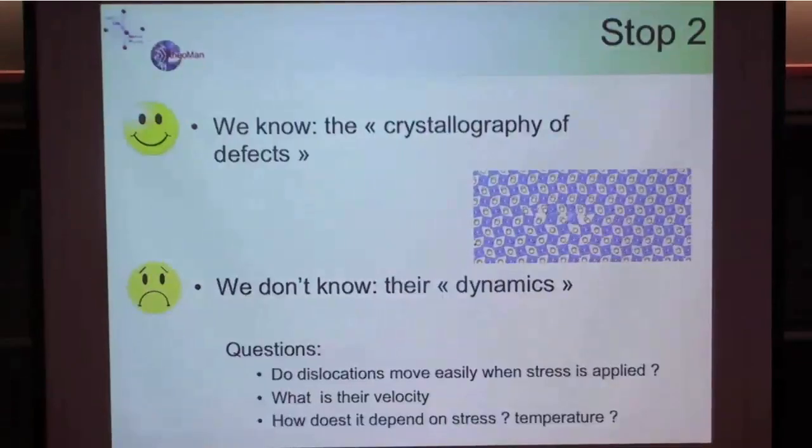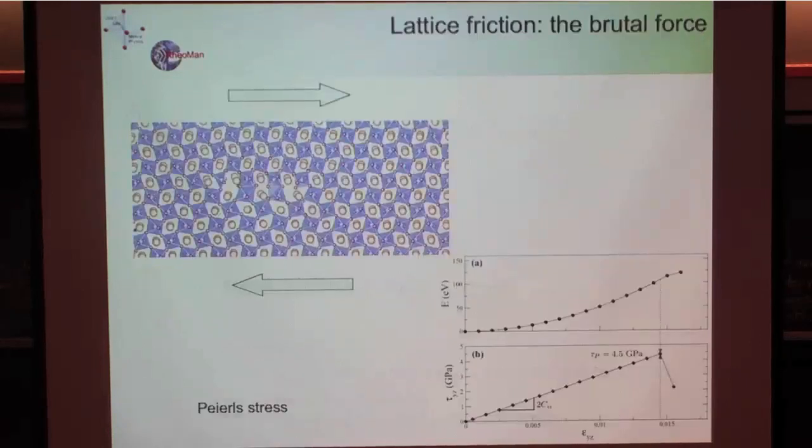Let's make another stop. We're happy because now these are not unknown defects. We know those defects. We can model them. We can characterize some of their static properties. But still, we have the question of the velocity. But before I address the velocity, I will try to see what is the friction opposed to their motion. That is the first point. But then I would like to know how they move when I apply stress, what is their velocity, how it depends on stress, temperature, and so on. You know, this is the whole story.